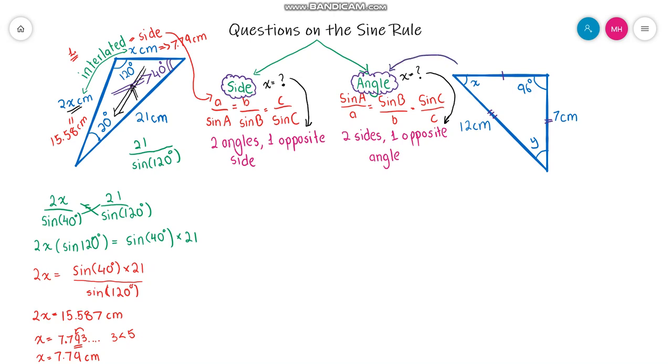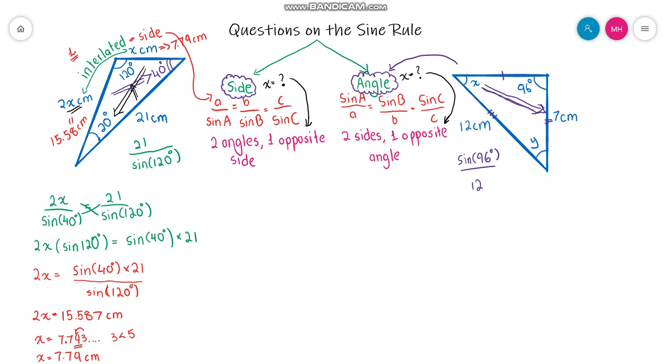Now as you can see, the base which we have over here is sine of 96 degrees over 12 centimeters, because you know the angle and you know the side, and there are no variables. So we're going to need that. We have a variable x, and we know the opposite side. We need to know two sides, and we know two sides, 12 centimeters and 7 centimeters, and one opposite angle. In that case, that opposite angle is 96.